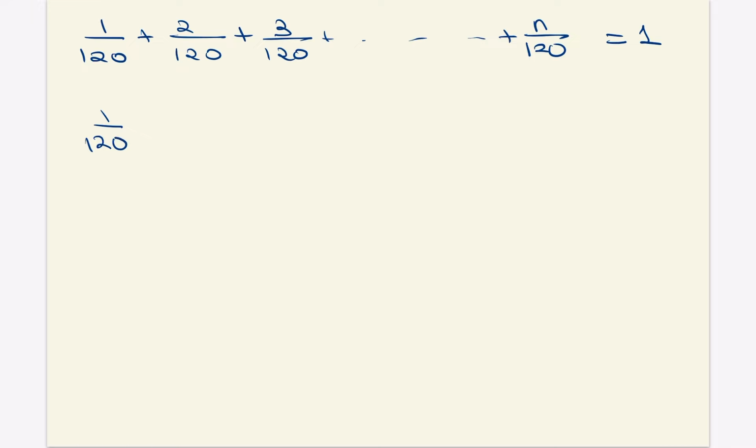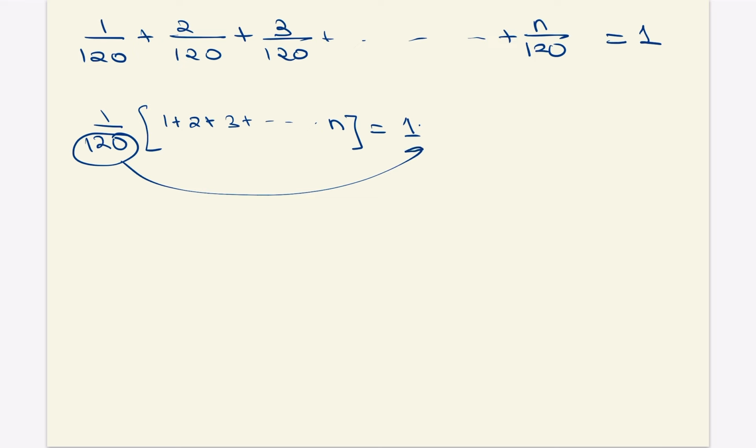So 1 by 120 plus 2 by 120 plus 3 by 120 and so on till the nth day, at which n by 120 work gets done. This should be equal to 1. Now 1 by 120 is common. 1 plus 2 plus 3 and so on till n, times 1 by 120, gives me 1, right? Now if I take this to this side, then the sum 1 plus 2 plus 3 till n should be equal to 120, right?